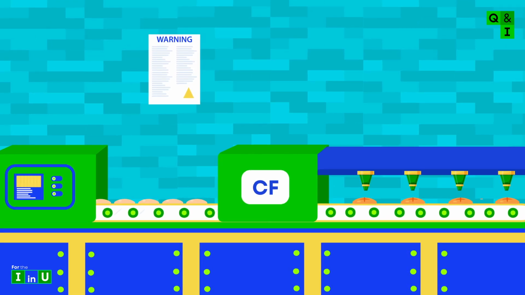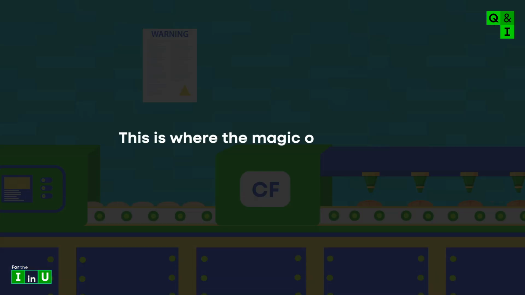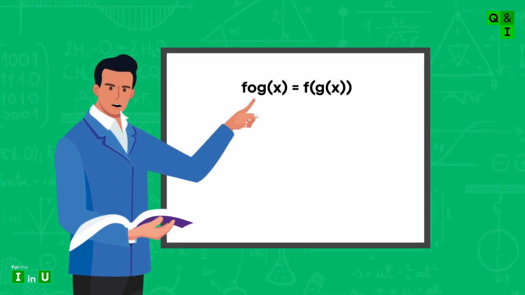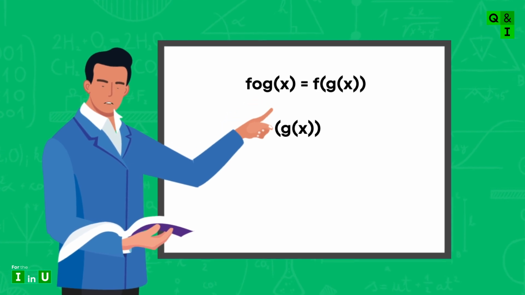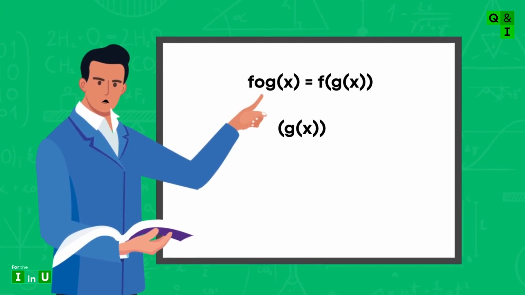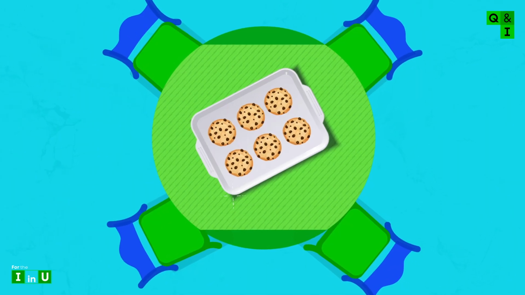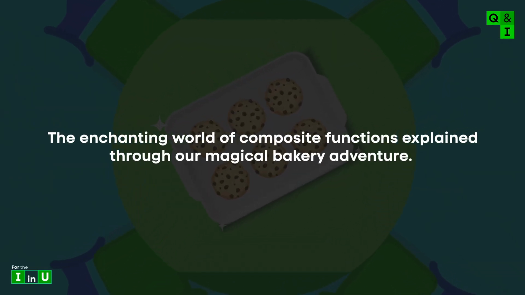Introducing the Combo Cookie Frosting Machine, CF. This is where the magic of composite functions comes into play. We take the output of one function, like frosting a plain cookie, G(x), and feed it directly into another function, like making cookies, F(x). So there you have it, the enchanting world of composite functions explained through our magical bakery adventure.